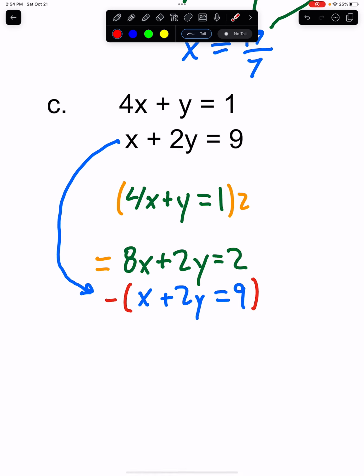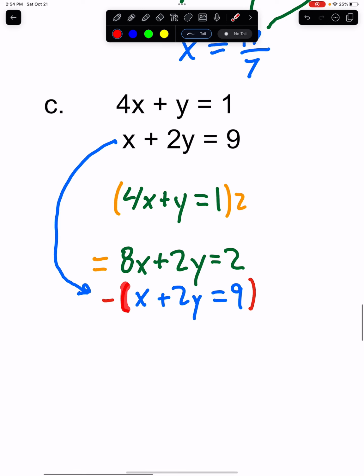But the one thing you got to remember, it's minus everything, okay? It's not just minusing the x. When you minus an equation, you got to do the whole thing. We got to distribute this negative to every single thing in here. So, what do we get?